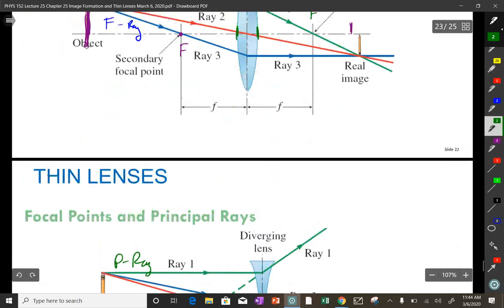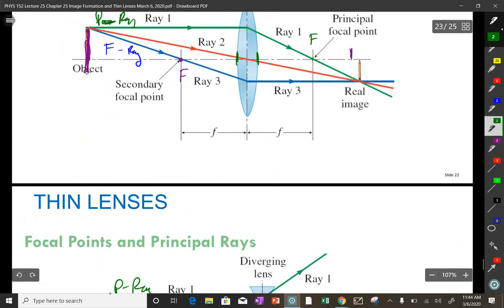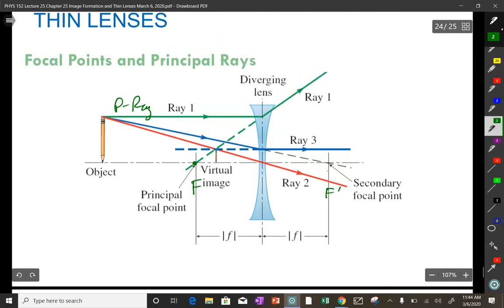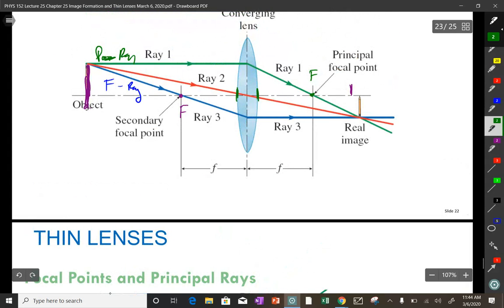Notice in this picture, the parallel ray went through the focal point on the right-hand side. Here it comes as if it's from the focal point on the left-hand side. So doing a diverging versus converging lens, you have to keep in mind where the actual focal point is. This is the actual focal point. This is the secondary focal point. Whereas here, this was the actual focal point, and this was the secondary focal point.